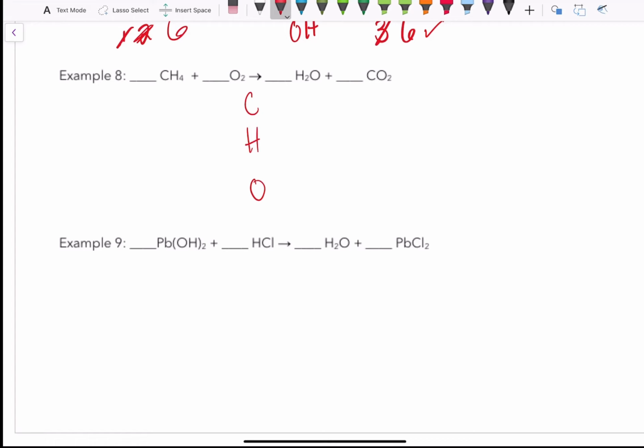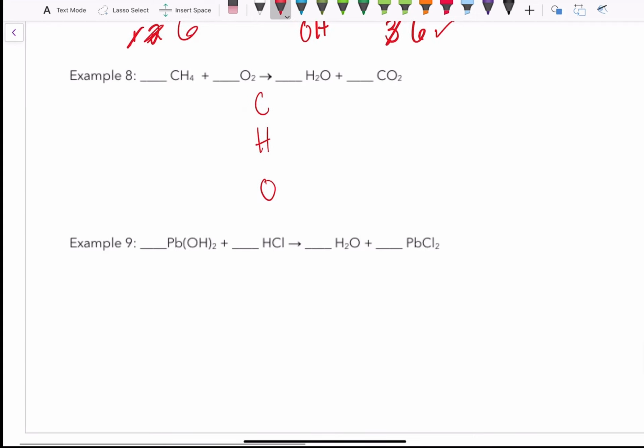So example 8 is a little bit tricky. If you don't go in the proper order, you might feel like you're working yourself in a circle. So we need to watch our order. Metals, don't have any of those. Non-metals, carbon, hydrogen, and then oxygen. So you should balance in the order carbon, hydrogen, and oxygen. Carbon over here has 1, hydrogen 4, oxygen 2, and be careful on this side because our oxygens are split up, and it looks like this.